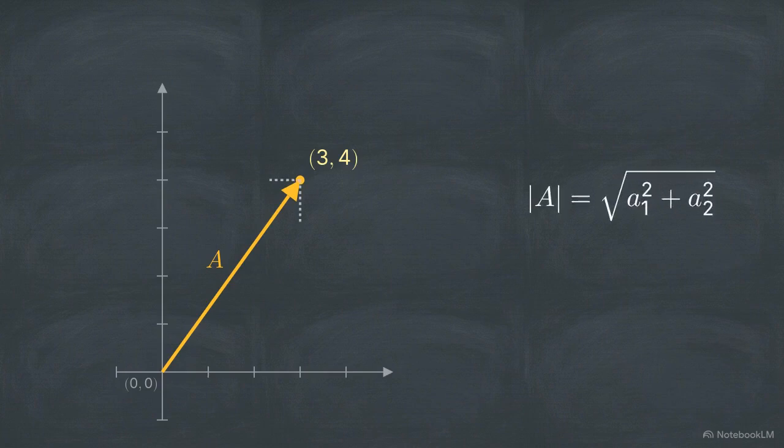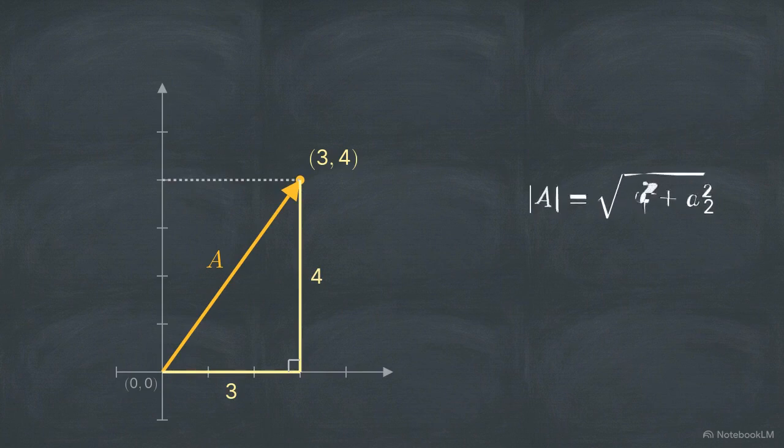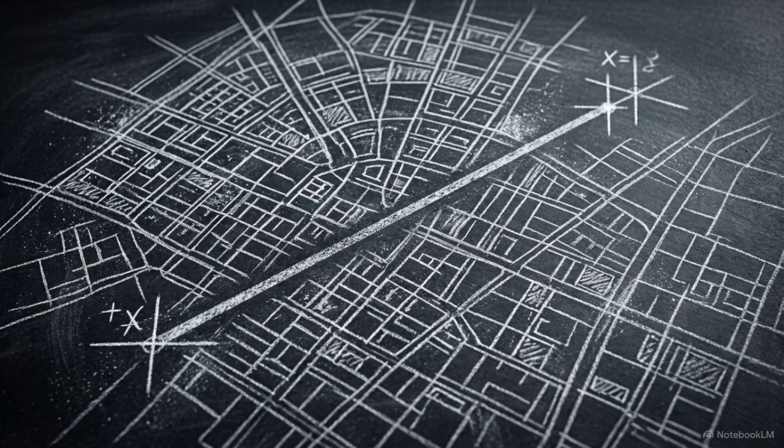Beyond calculating movement, vectors let us precisely measure space. Here is an isolated vector A with coordinates 3, 4. We calculate its magnitude, or absolute length, using the Pythagorean theorem. Treating the coordinates as sides of a right triangle, the hypotenuse is exactly 5. We can expand this logic to measure the absolute distance between any two distinct coordinate points.